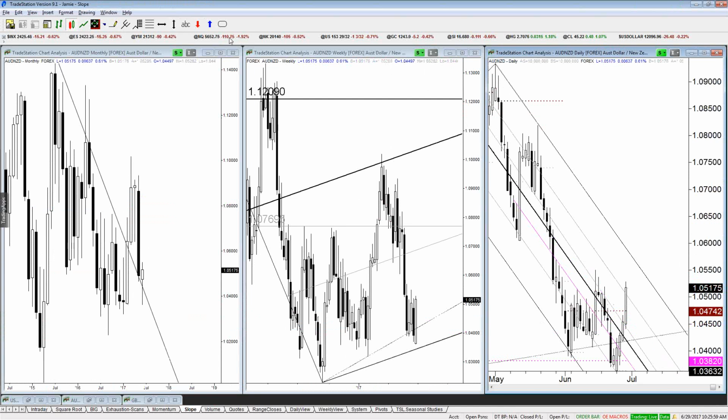The NASDAQ is more or less crashing as I speak. Here we are down 111.